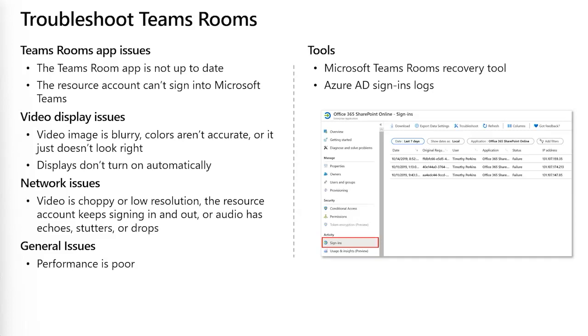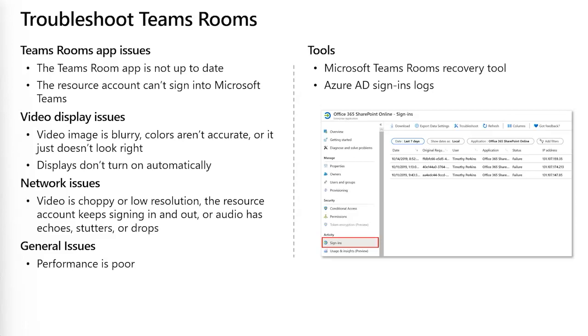If the video image is blurry, the colors are inaccurate, or it just doesn't look right, make sure you're using high-quality HDMI cables. And verify that those cables are tightly connected and that the cable hasn't come loose. Inspect the cable to make sure it isn't broken or damaged. You may need to update firmware on the compute module or update the video driver.